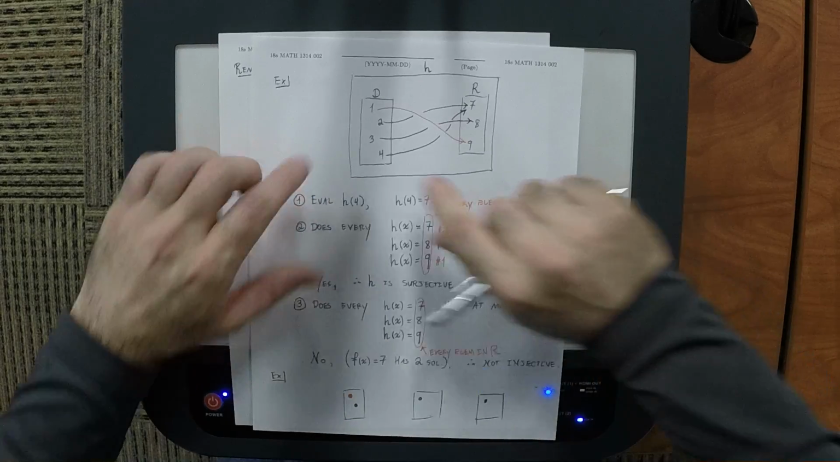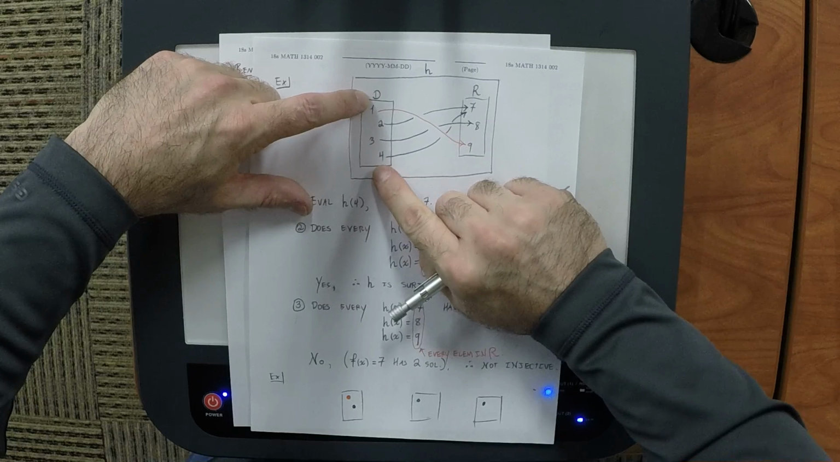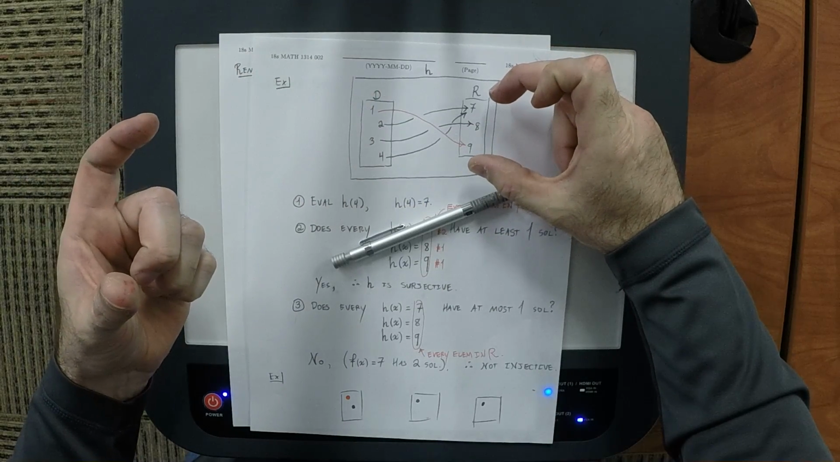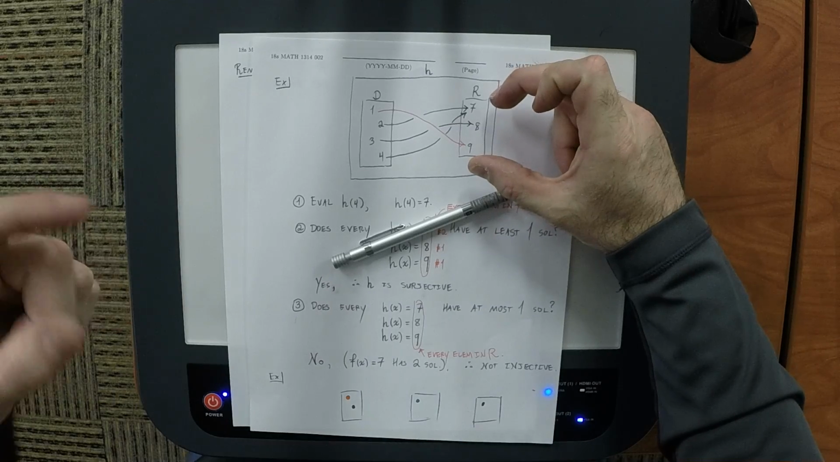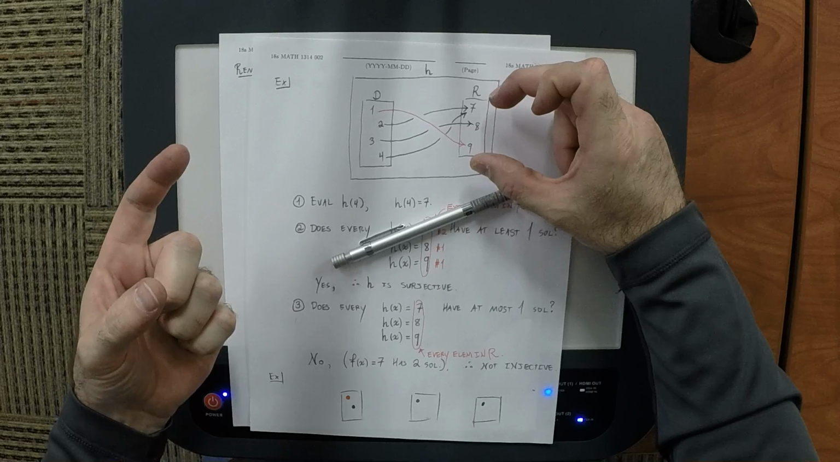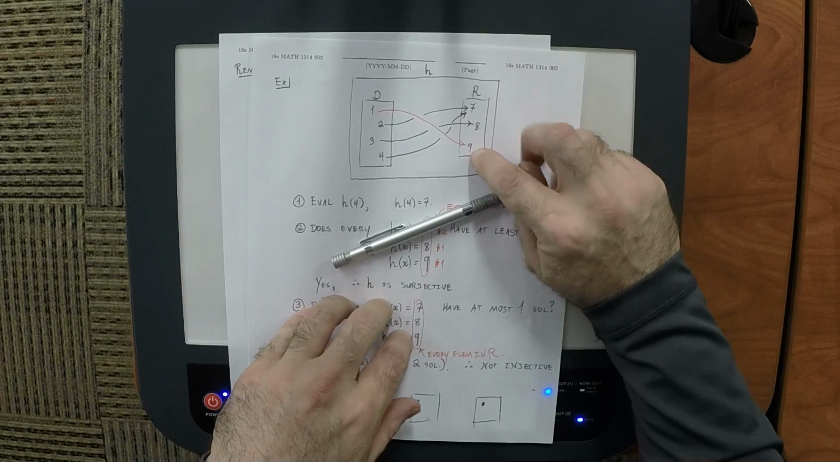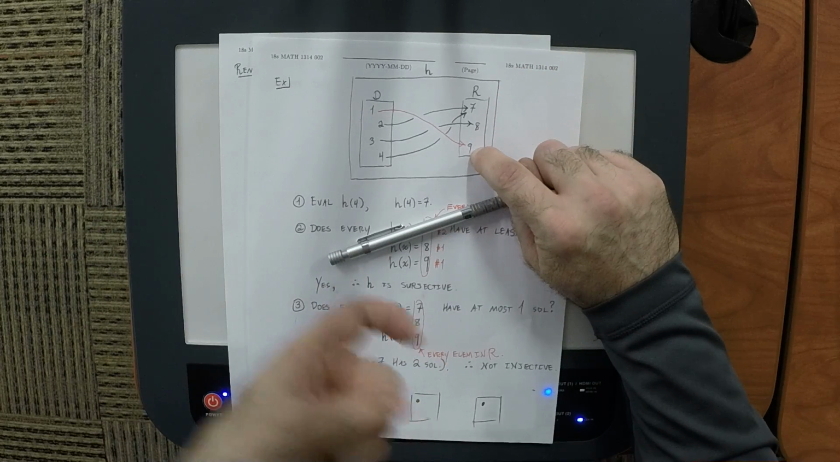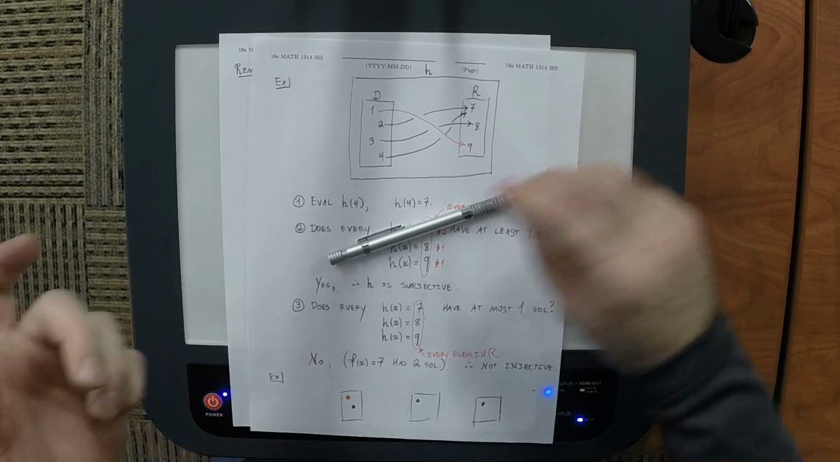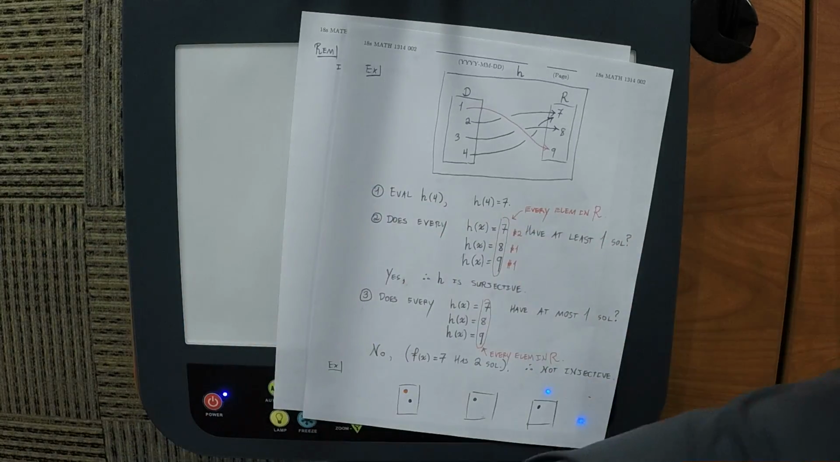So, there's 4 buttons. There's 3 items available in the vending machine. Every button must vend something. Therefore, for one of the things that could be vended, there must be at least 2 buttons that go to it. That's why.